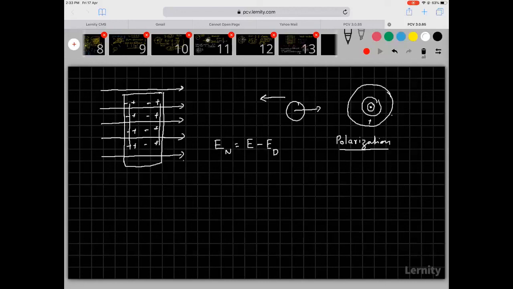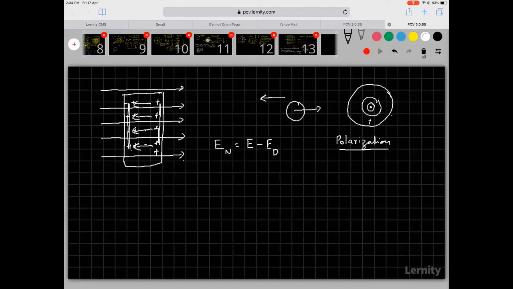So when a dielectric is placed in an external field, polarization takes place. Because of polarization, there is a shift in the positive and negative charge centers. Positive charge centers are here, negative charge centers are here. So there is a slight electric field going from the right towards the left. That is the electric field inside the dielectric, E_D. And the net electric field is E minus E_D.